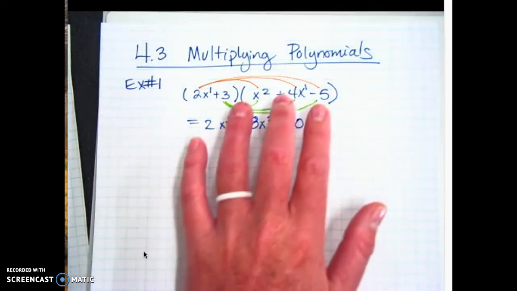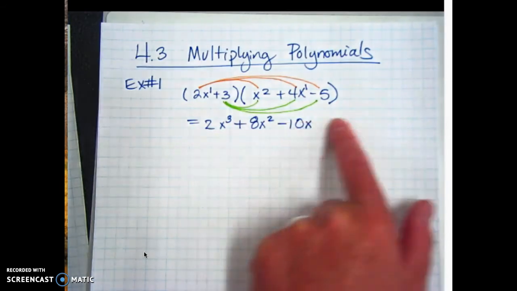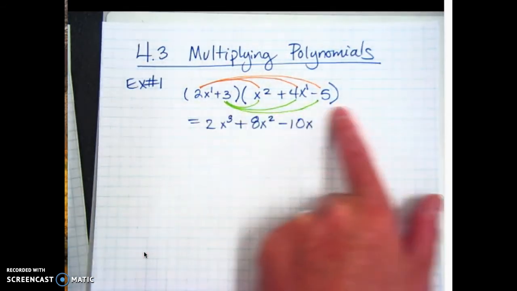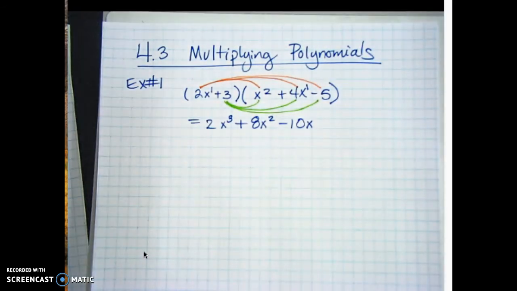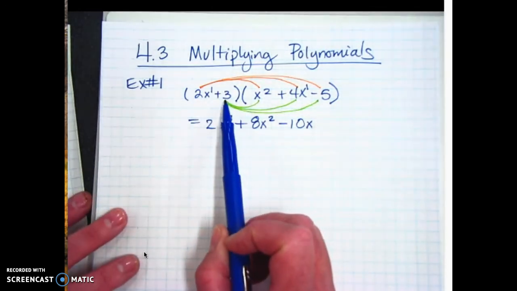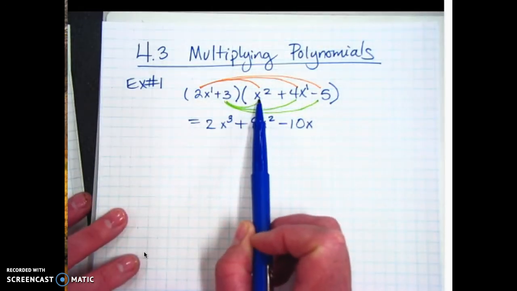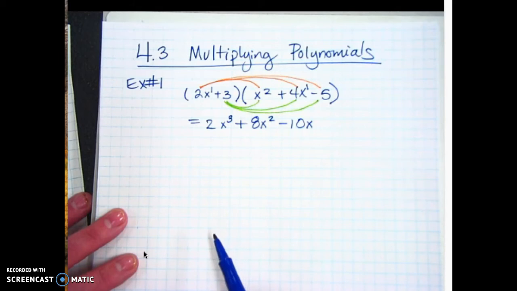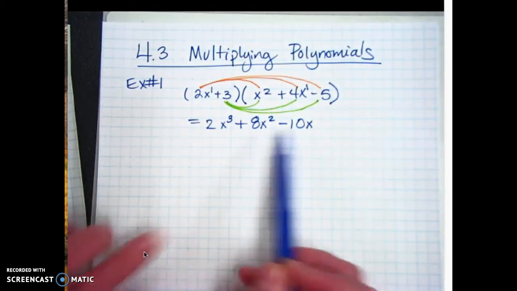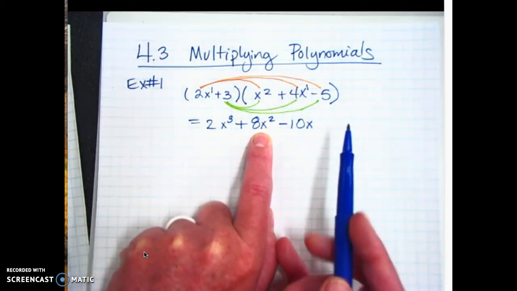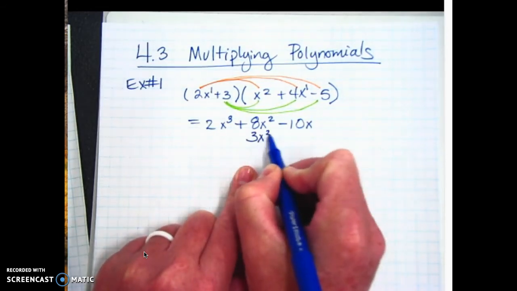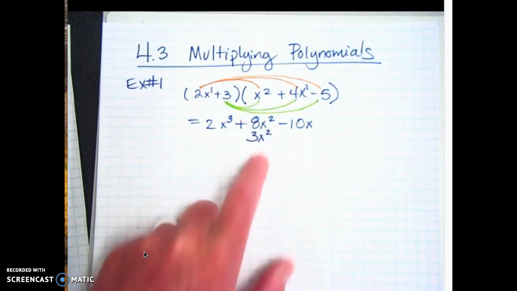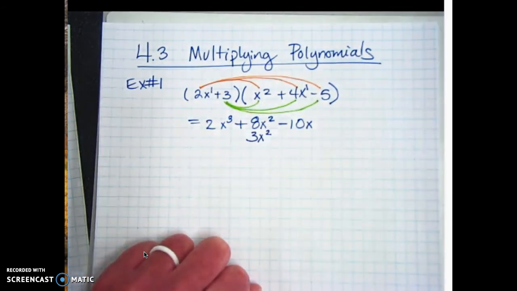Now we need to get our second 3 terms. You can continue writing them horizontally and then just combine any like terms, or you can use this method that I'm about to show you, which is lining them up vertically. All right? So here's what you do. When you multiply the 3 times the x squared, you get 3x squared. So that's going to be a like term with the 8x squared, right? So directly underneath it, I'm going to write 3x squared because they're like terms, and I'm going to combine them in just a second. Okay?